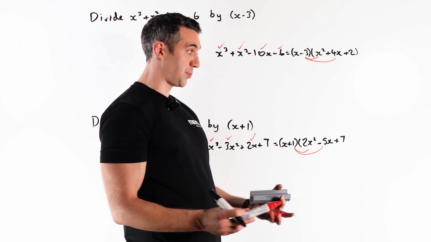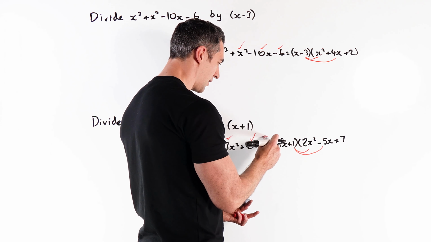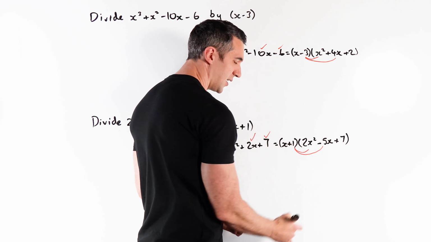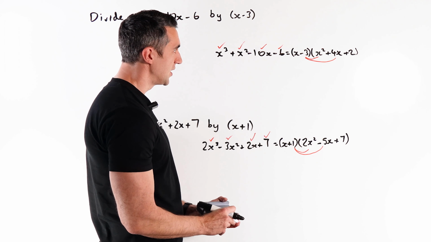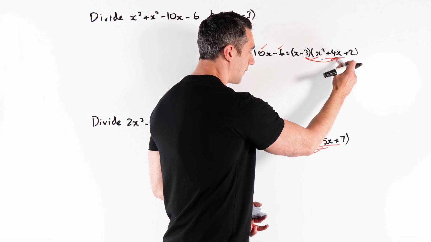And as if by magic, it's happened again. 1 times 7 is also the 7. We have that. Tick that off, close our bracket. We've done it. Okay? So in each case, what we get when we've divided are these quadratic factors.